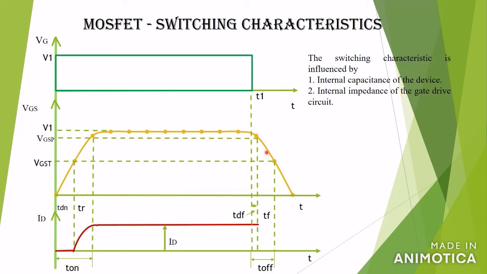Once the voltage starts decreasing, the current also falls. Once the voltage falls below the threshold value, the device is said to be completely turned off. At that time, no current will flow through the device. So this turn on time is given by TDN plus TR, and similarly this turn off time is given by TDF plus TF.